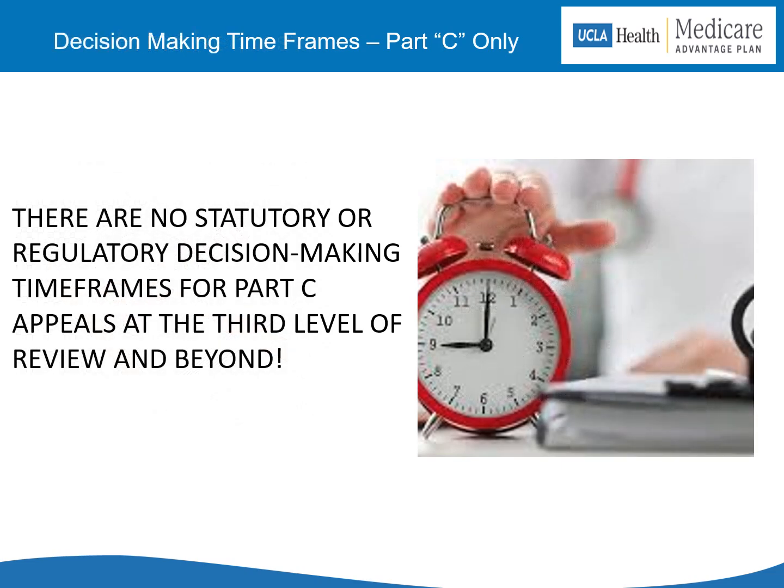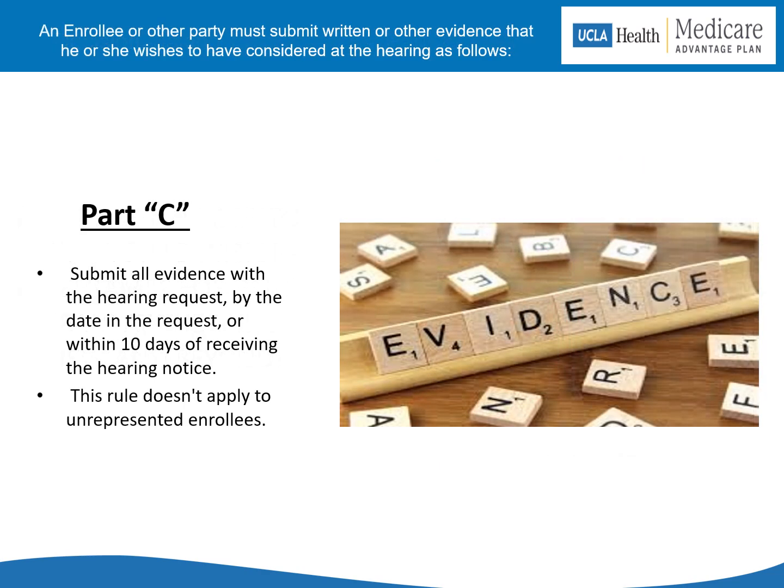Decision-making timeframes. For Part C, it's pretty easy to remember because for Part C appeals, there are no specific timeframes for decision-making at the 3rd level of review and beyond, for Part C appeals only. However, an enrollee or other party must submit all evidence with the hearing request by the date in the request or within 10 days of receiving the hearing notice. This rule does not apply to unrepresented enrollees. This just about wraps up section 70.